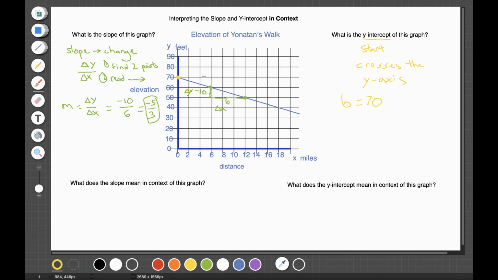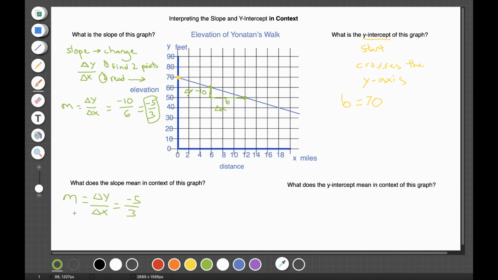Okay, now that we have found the slope and the y-intercept, we can go ahead and start answering these questions. So what does the slope mean in context? Well, I'm going to just rewrite what we found up here, because that's actually where we would have started. We really needed to know that the slope is my m. Well, we found the m because it's the change in y over change in x. And we found that to be -5 over -3, or sorry, -5 over 3.